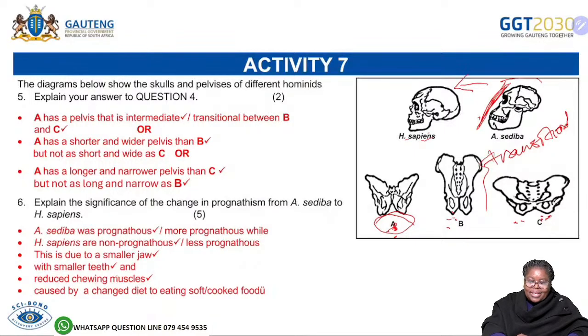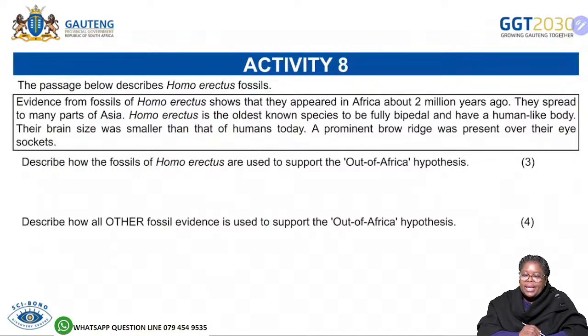With smaller teeth and also reduced chewing muscle caused by a changed diet to eating soft or cooked food. All right. Last question. Yes, we are going to give you a variety of questions. Now, this is a passage you need to read with understanding.